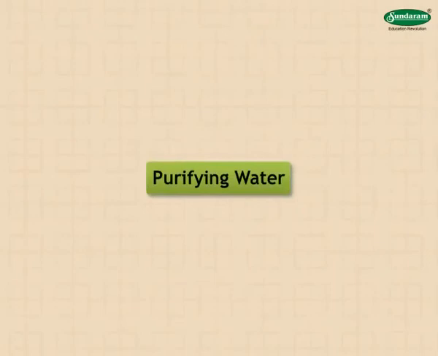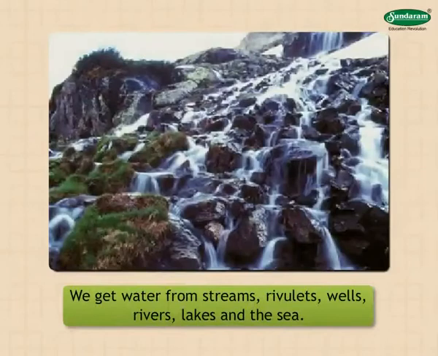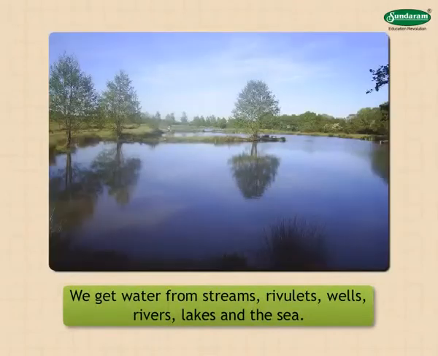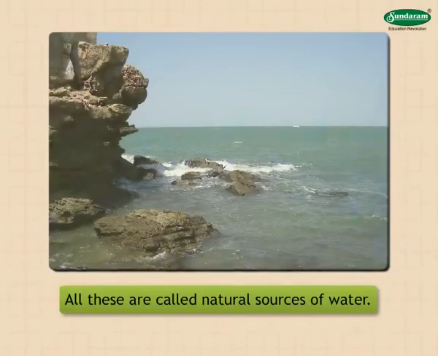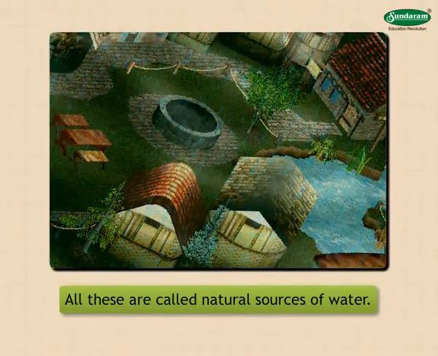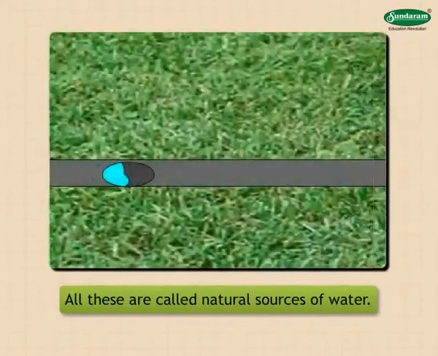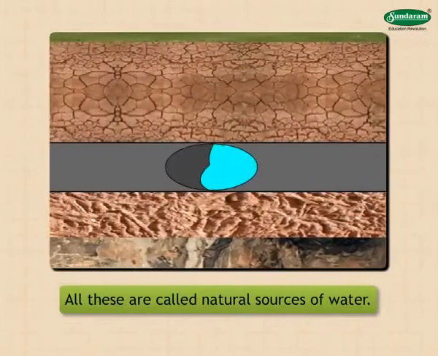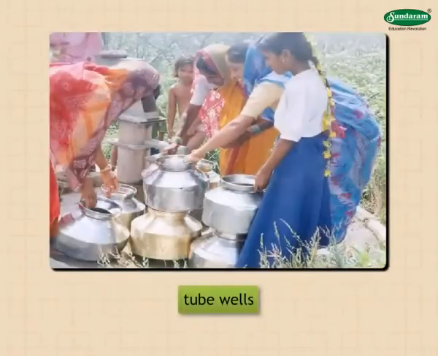Purifying water. We get water from streams, rivulets, wells, rivers, lakes, and the sea. All these are called natural sources of water. Plenty of water is received on the earth because of rain. It collects under the ground in layers of rocks. We obtain this water by means of tube wells.